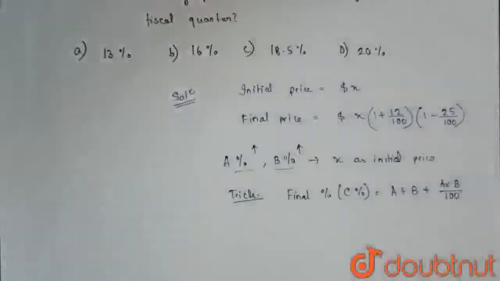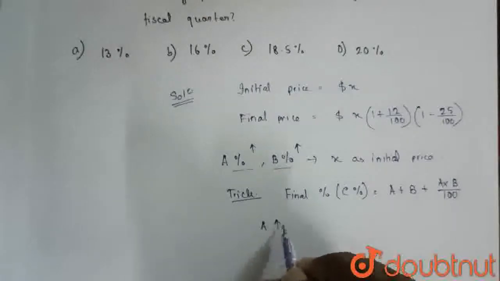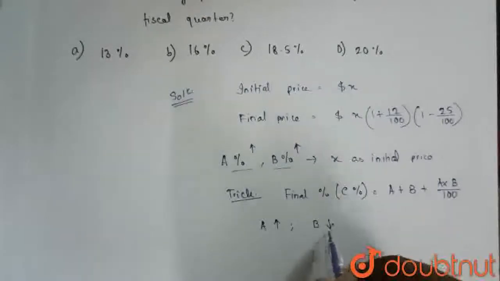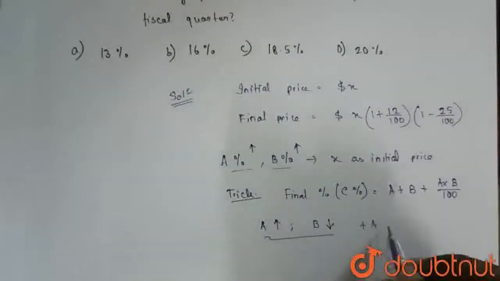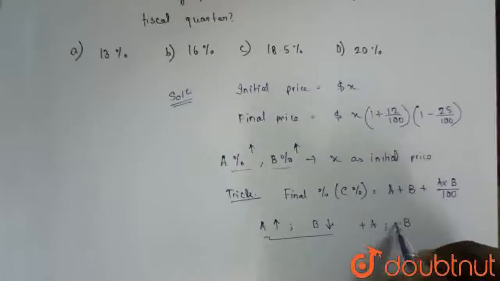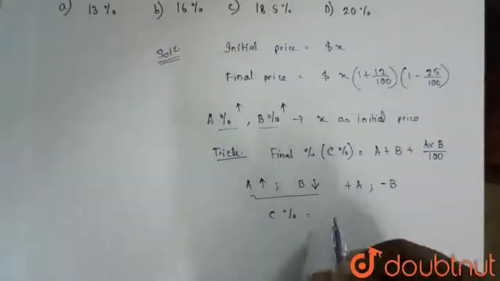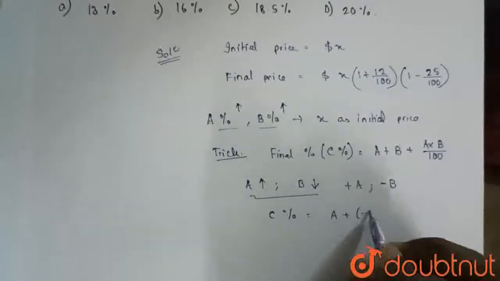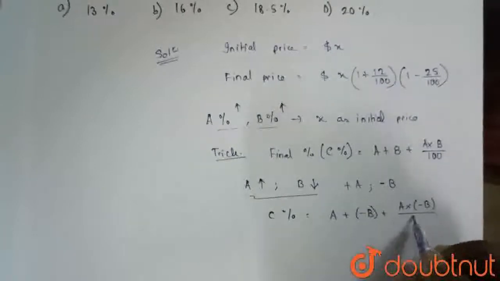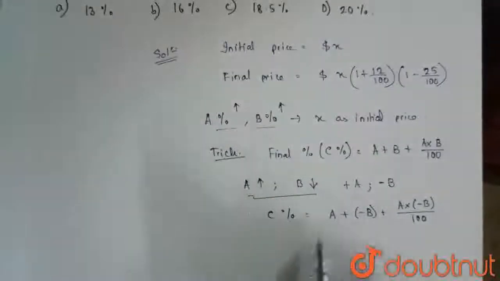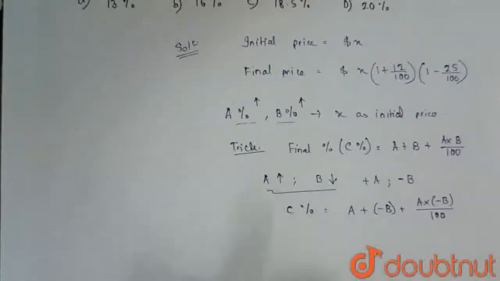divided by 100. Now let's say A is increasing and B is decreasing. Correspondingly, take A as positive and B as negative. So the final C percent would be A plus of minus B plus of A into minus B by 100. And the answer that comes after solving this will be the answer to the given question. So let's try it out.